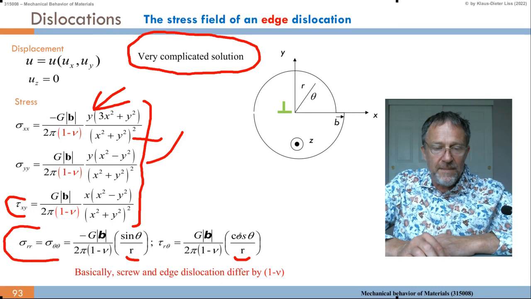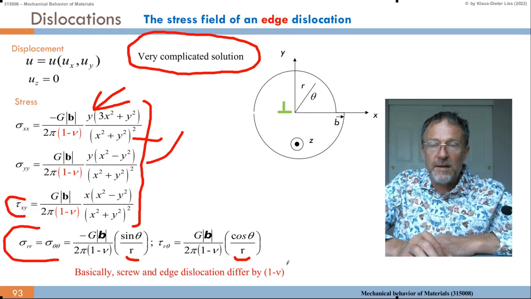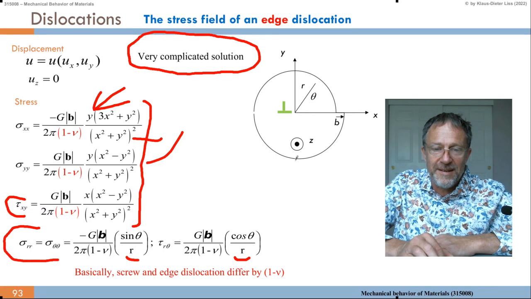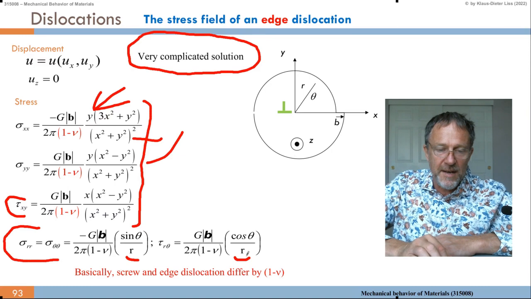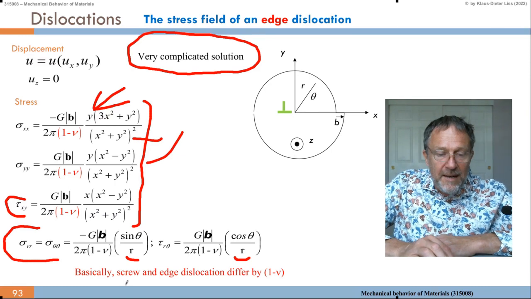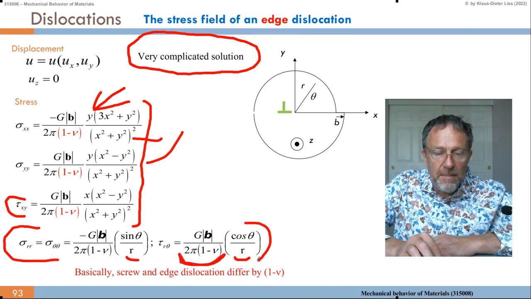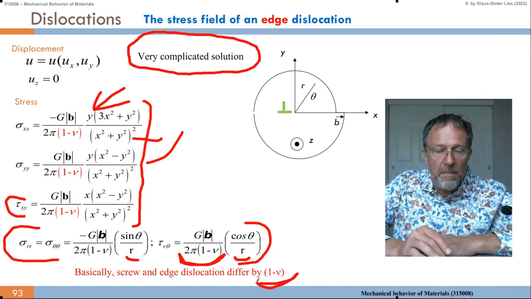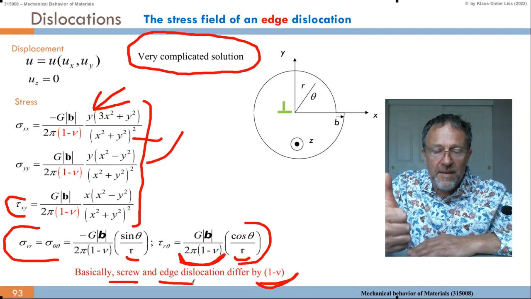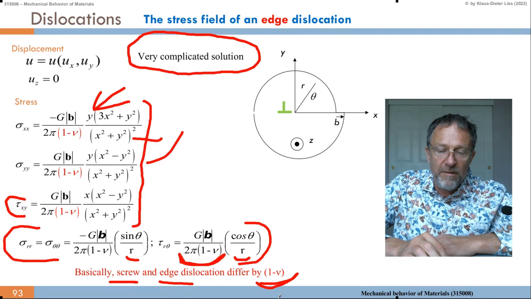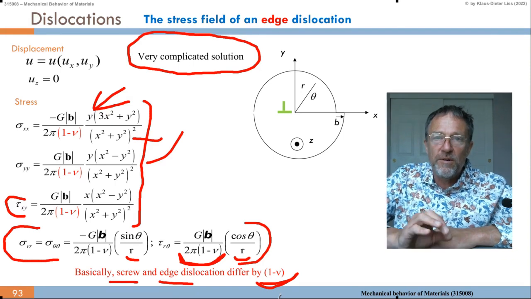So basically, apart from the sine and the cosine, which makes sense because we have that edge, so if you go horizontal or vertical, it scales with the sine and the cosine. But basically, we have just this prefactor, and the prefactor, let's say the maximum amplitude of that, just differs from the screw dislocation by a factor 1 over 1 minus nu. So basically screw and edge dislocation, as a rule of thumb, just differ by a factor 1 minus nu, where nu is the Poisson's number.